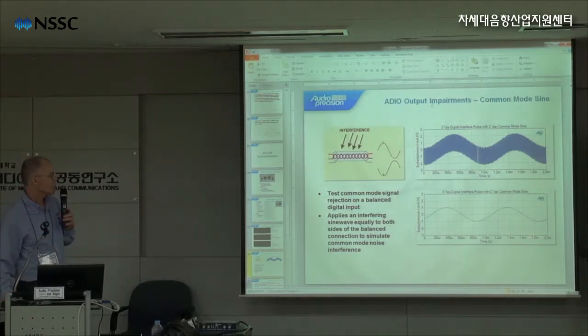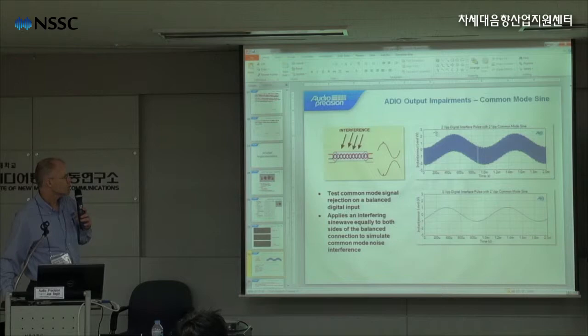This is the common mode sine for output impairments. In this case, we have a balanced cable, so there would be a twisted pair inside the cable, and one side of the interface is positive going, the other side is negative going, and it's a differential interface, so it takes the difference between those two signals, and interference can come in. So we can test the common mode signal rejection on a balanced digital input.